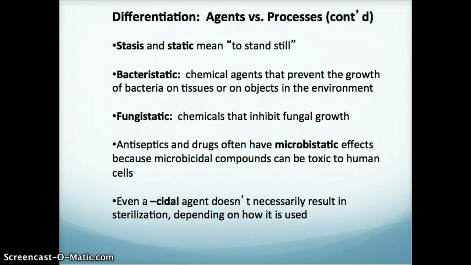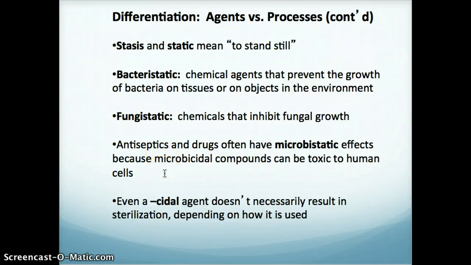So there are also some processes and agents that will keep things at what we would call a standstill, that prevent things perhaps from growing more. The term stasis or static means to stand still. If we have bacteriostatic, this is a chemical agent that prevents the growth of bacteria, and that might be either on living tissue or on an object in the environment. With fungistatic, that's one that would inhibit fungal growth.